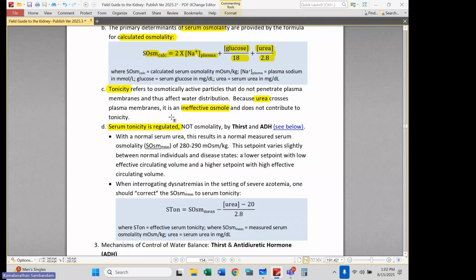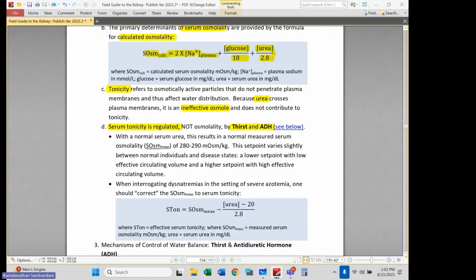Okay. Now, serum tonicity is the regulated phenomenon. The main effectors of water homeostasis are going to be thirst mechanisms and ADH. We do not regulate osmolality per se. When your BUN is 200, it doesn't make you more thirsty. When your BUN is 200, it doesn't make your vasopressin go up, okay? When your glucose is 1,000, it does make you thirsty. When your glucose is 1,000, it does make your ADH go up, okay?